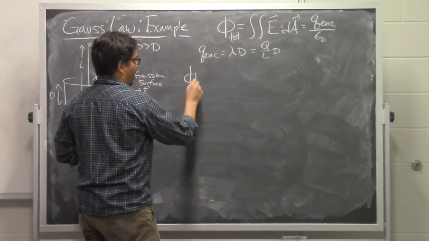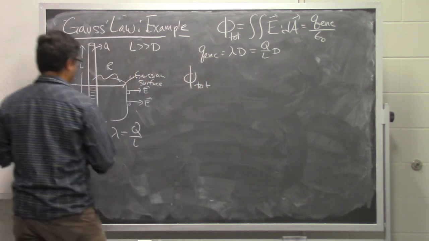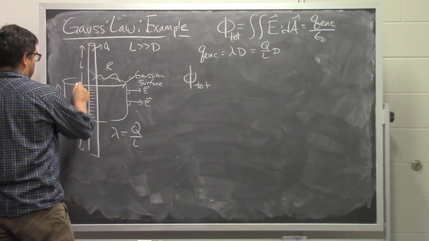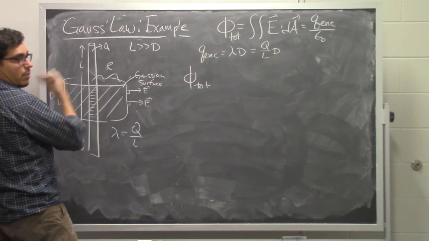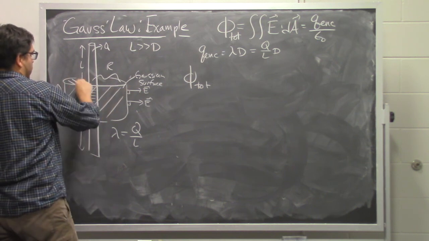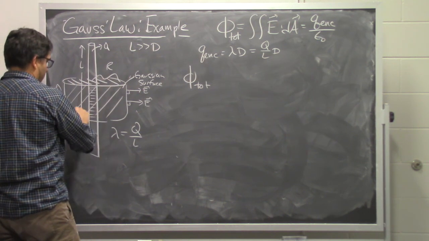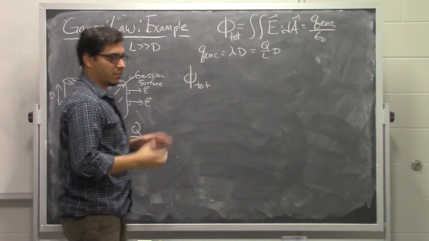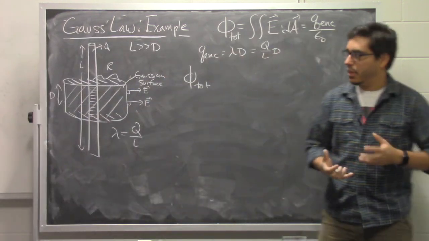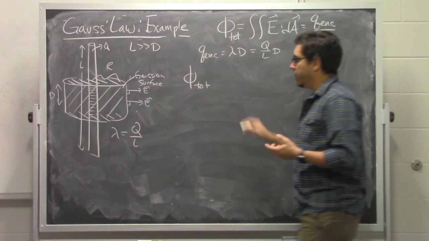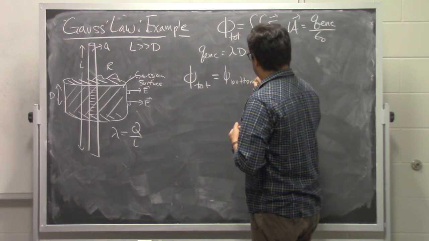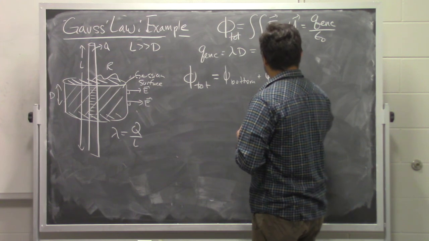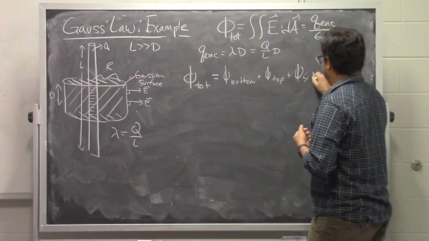The thing I want to point out is that the flux is due to the side, the piece that goes all the way around, but it's also due to the top and bottom of our cylinder. It's a total flux, so it's encapsulating the entire rod. In this case, it's the flux due to the bottom, plus the flux due to the top, plus the flux due to the sides.